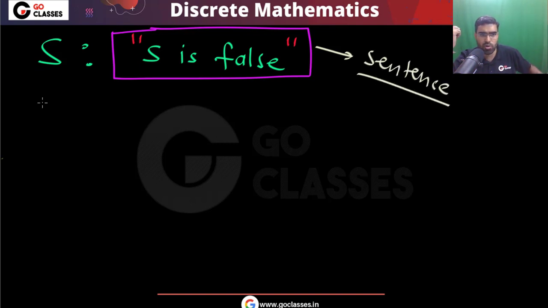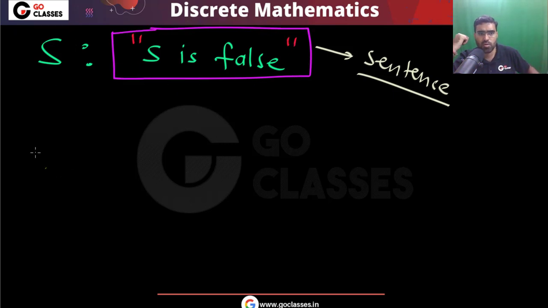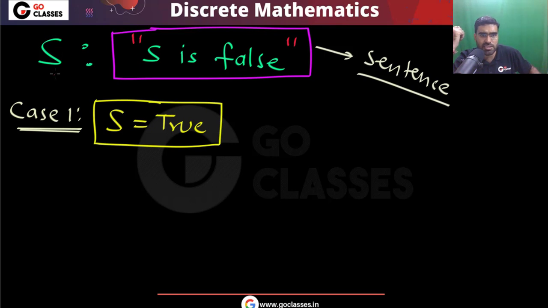Now you can notice that this sentence I am writing with S, and this S is basically saying that S is false. Now what will happen? Something interesting is going to happen. Let's see case 1. If I assign the truth value true to this S, if I say that S is true, then what will happen?